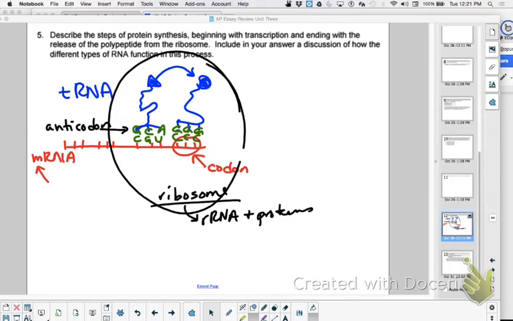So the thing I would need to look up is CGU on that table, and then I could find out what amino acid this is. Then I would look up C, C, C, and I could find out what amino acid the tRNA has.